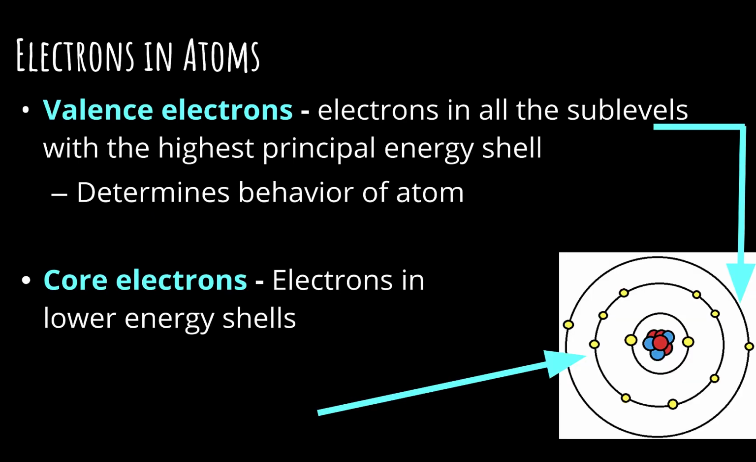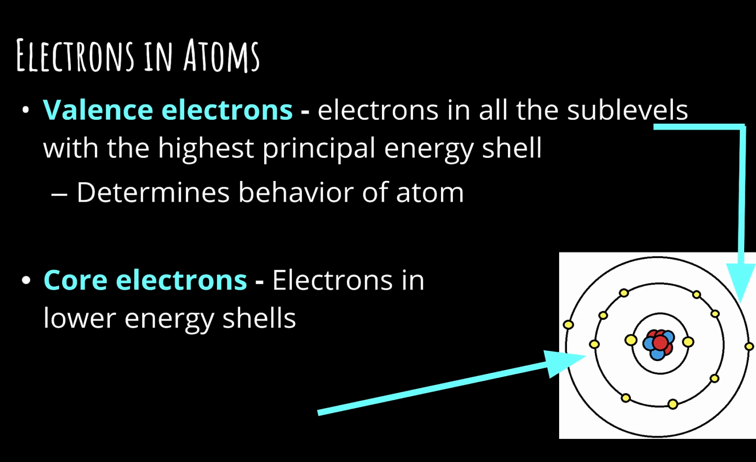When you're looking at electrons in atoms, we talked a little bit about this already, there are 2 different categories of electrons. There are valence electrons, which are the electrons in the sublevels with the highest energy shell. That means the electrons in the shell or the cloud furthest away from the nucleus. The valence electrons are important because those are the ones that determine the behavior of the atom.